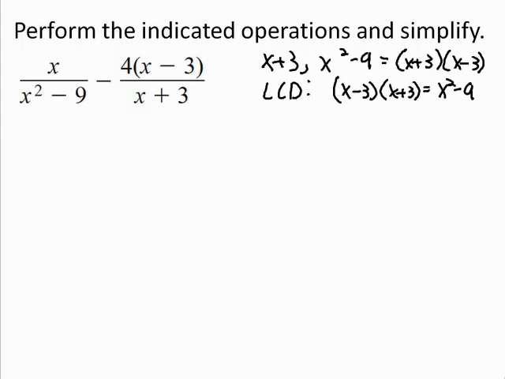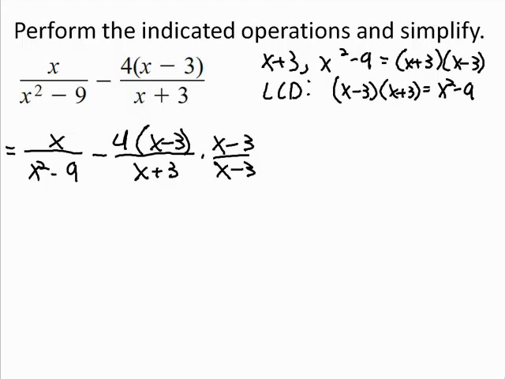The first term already has this as its denominator, so there's no need to do anything to it. Multiply the second term by the quantity x minus 3 divided by the quantity x minus 3. Multiply the numerators and denominators in the second term. Now that the denominators are the same, you can subtract the numerators.